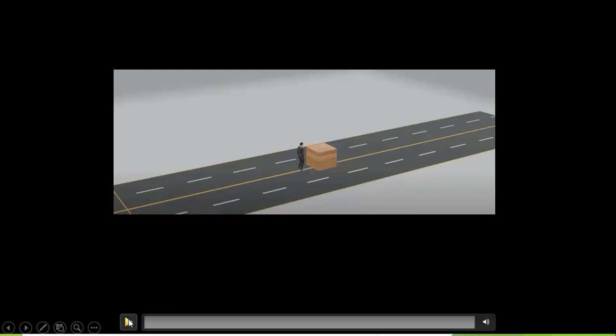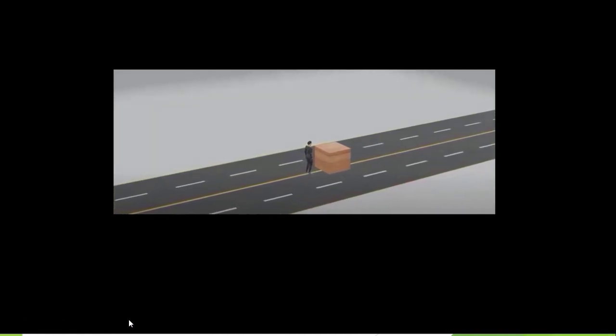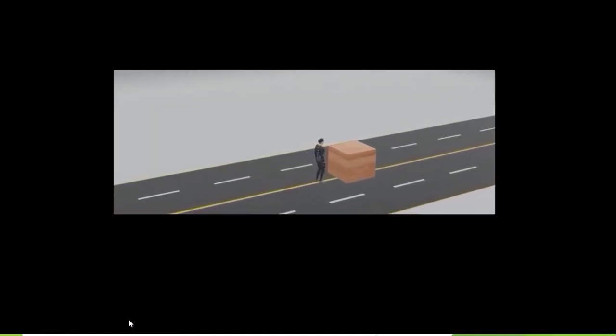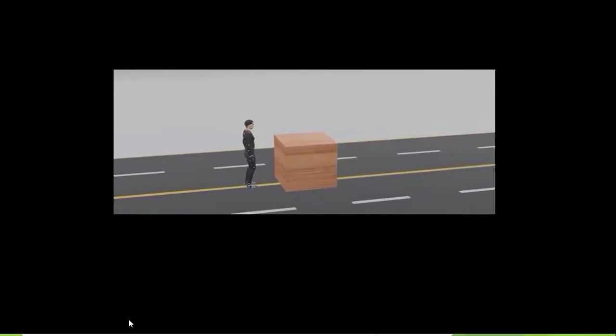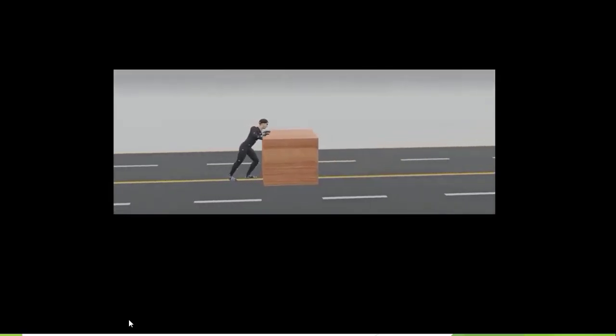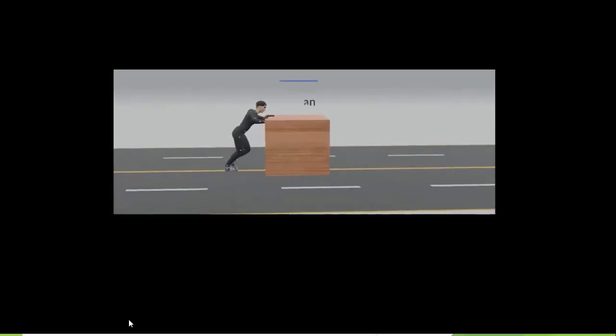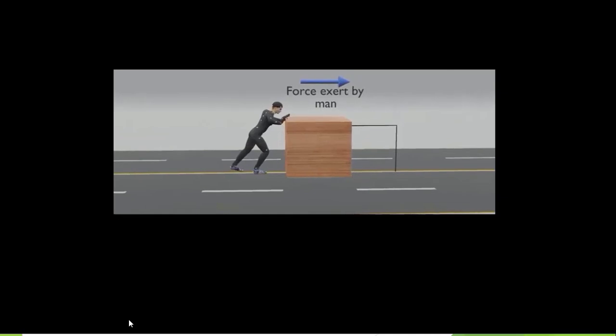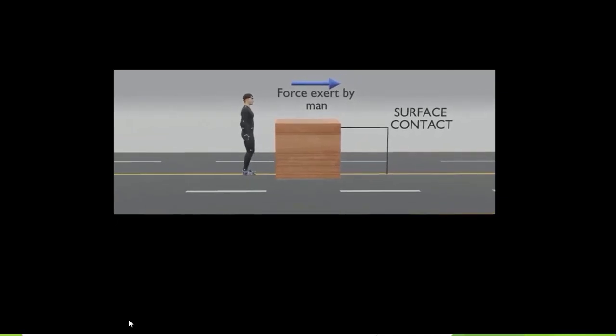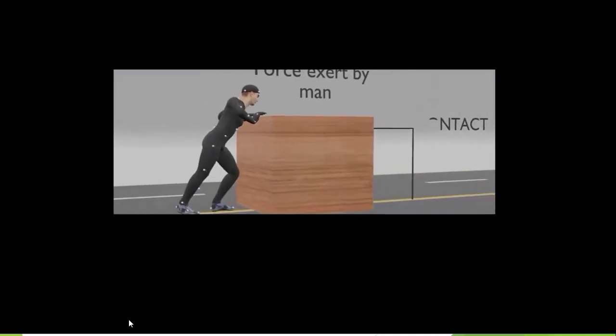So there is this video here. I want to play it so that you can check. We have somebody there who is trying to move that particular object, and you can see he is pushing. That is a force. So the force exerted by the man is towards that direction shown by the blue arrow.